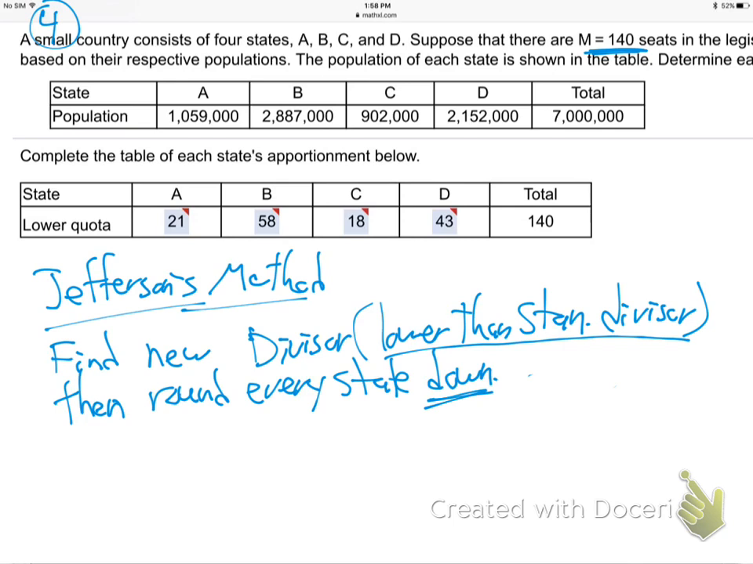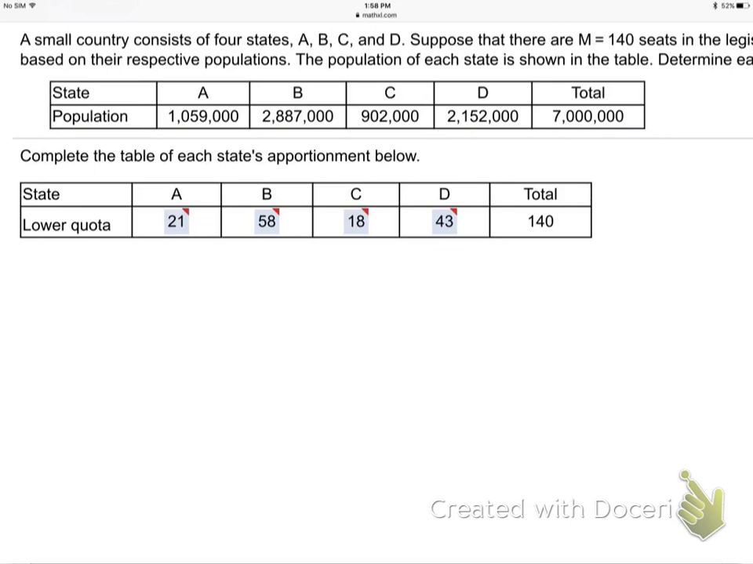So, okay, that turns out to be a little bit of a pain. Let me show you what we have to do. So it's question number 4 again. First off, what you've got to do is pick, well, these are lower quotas. So what I'm going to do is take each of these. Oh, I've got to find my standard divisor. I'm sorry, I'm stumbling around here. Remember, let's find the standard divisor. Remember how we find the standard divisor? It's the total population over the number of seats.